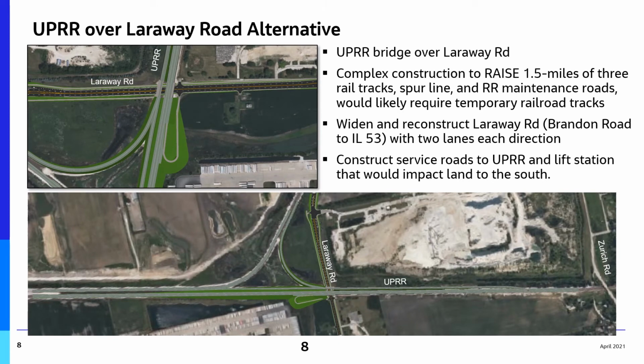For the Union Pacific Railroad over existing Laraway Road grade separation, approximately 1.5 miles of triple railroad track and the railroad spur into Center Point would need to be raised and reconstructed. During reconstruction, the railroad would need to remain in operation, requiring temporary railroad tracks to be constructed. Service roads would need to be constructed to access the railroad bridges over Laraway Road from both sides. The railroad bridges would need to be constructed to accommodate Laraway Road widening and reconstruction.